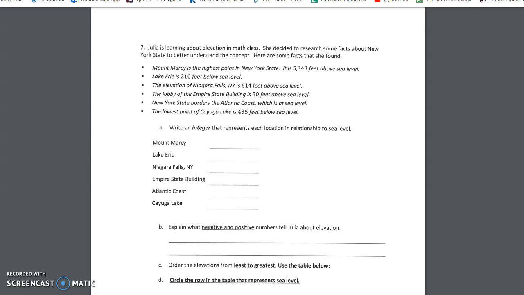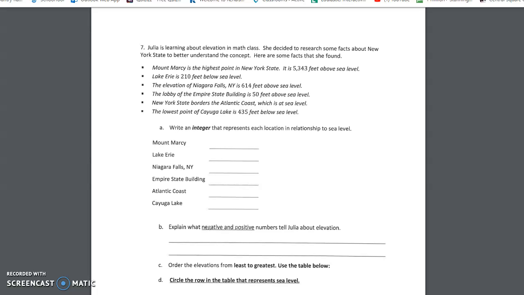Lake Erie is 210 feet below sea level. The elevation of Niagara Falls, New York is 614 feet above sea level. The lobby of the Empire State Building is 50 feet above sea level. New York State borders the Atlantic coast, which is at sea level. The lowest point of Cayuga Lake is 435 feet below sea level.